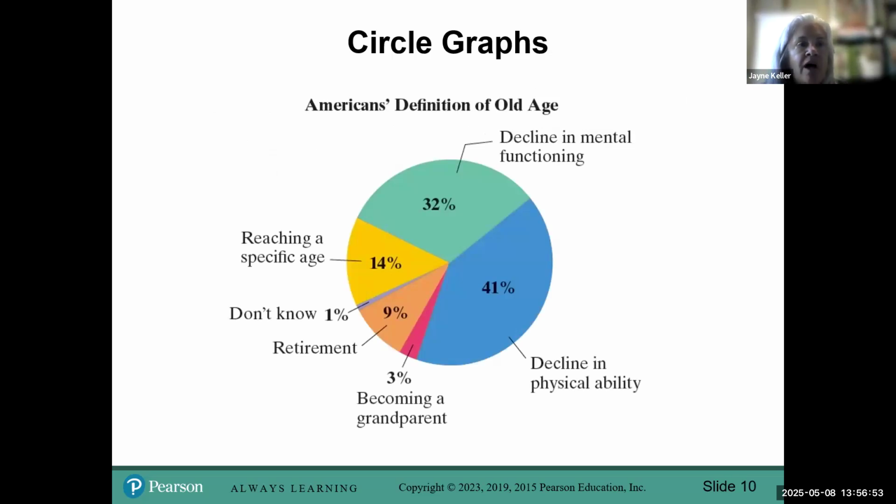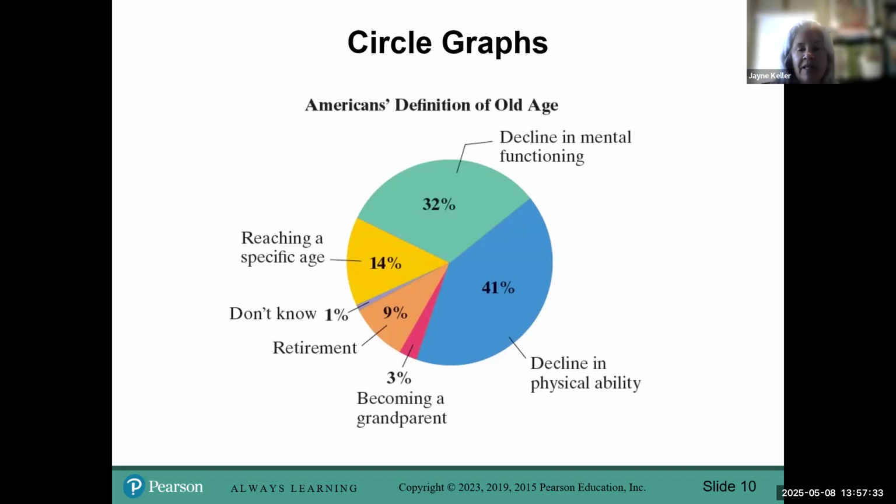So here we have how Americans define old age. You can see pretty quickly, most people define old age as being a time of decline in mental functioning or a decline in physical ability. And then we have a few people, you know, maybe it's a certain age. When you're 20, it's maybe 30. And then if you're 80, it might be 100. I don't know. Retirement, becoming a grandparent. So we have all these different ways. And then these circle graphs are really just a nice way to get an idea of what the majority is doing.